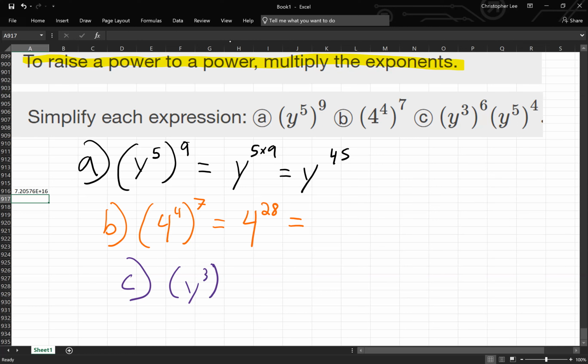To the what? 15? How'd you get 15? That's what I want you to do. So 3 times 5? No, 3 times 6, right? So 18, right? Times y to the what? 20, good. And then this becomes y to the 38, very good. You add it, very good.